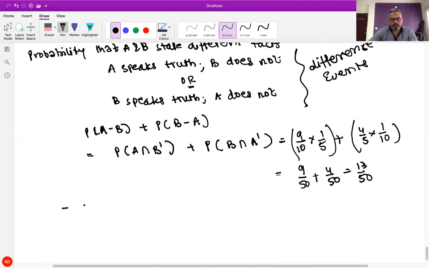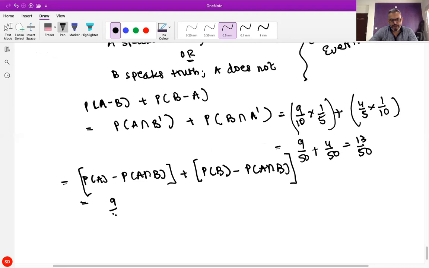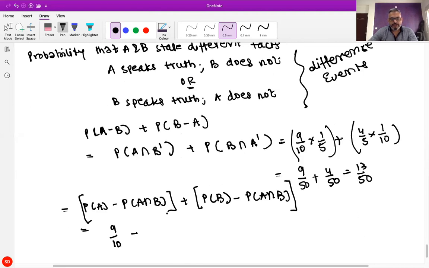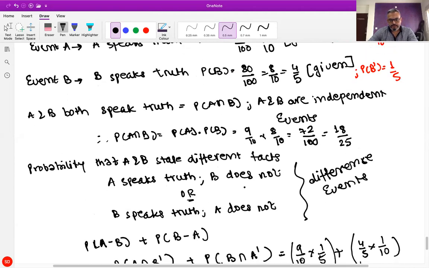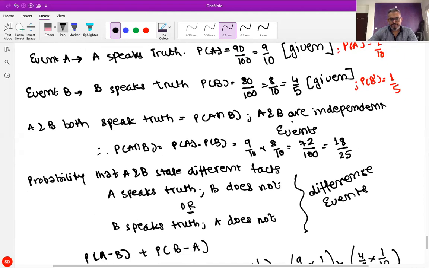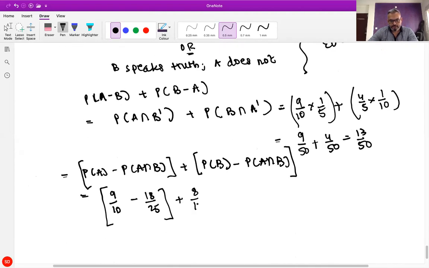Or we can also solve it this way, P of A minus P of A intersection B plus P of B minus P of A intersection B, which is equal to P of A is 9 by 10 minus 18 by 25, P of B, 4 by 5, or we can take 8 by 10 minus 18 by 25.